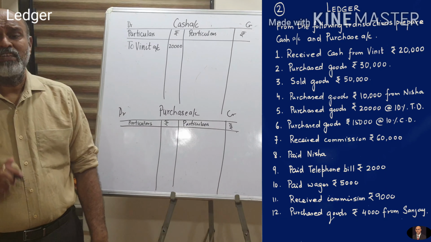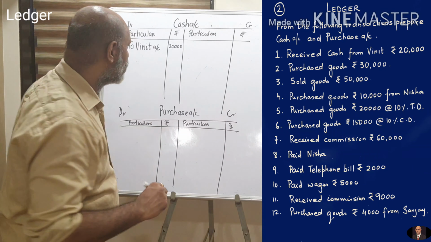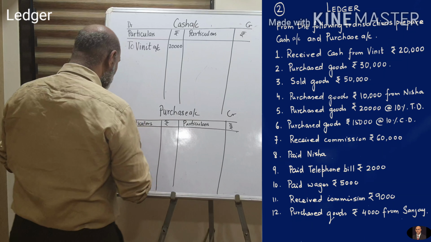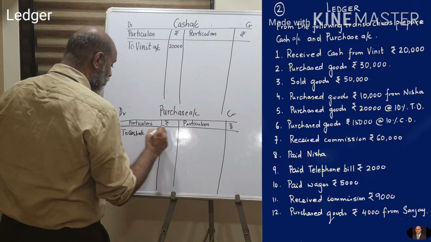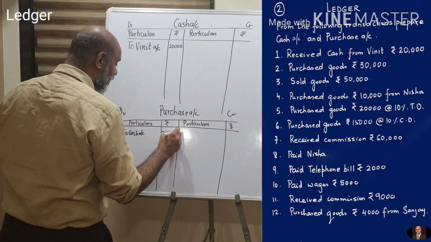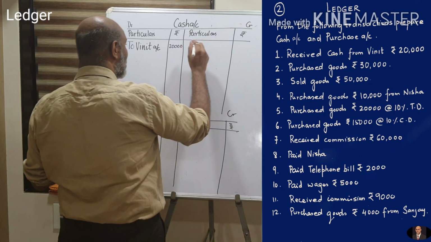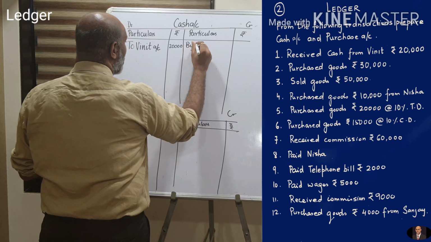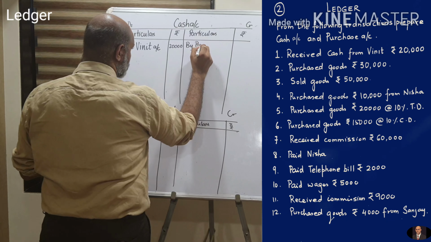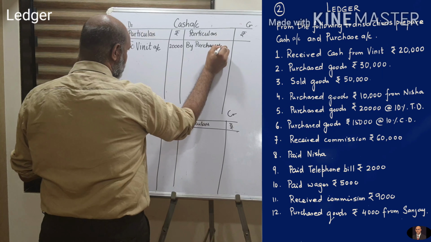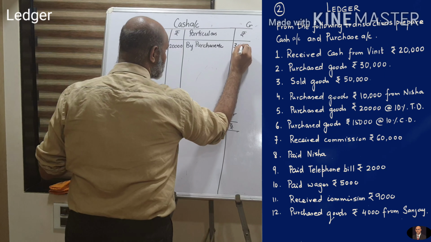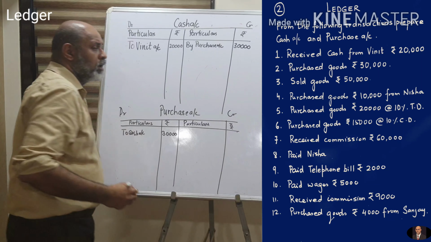The second entry is purchase goods rupees 30,000. So it is purchase to cash 30,000. Money is going out. So I go to the opposite side of cash and I write here by purchase account, and of course the same amount since it's double entry system.